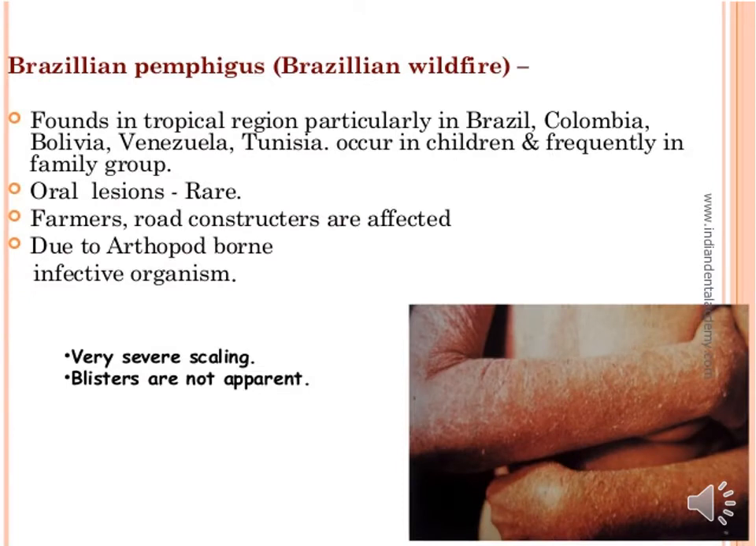Brazilian pemphigus, or Brazilian wildfire, is found in tropical regions, particularly in Brazil, Colombia, Bolivia, Venezuela, and Tunisia. It occurs in children and frequently in family groups. Oral lesions are rare. It is thought to be affected due to arthropods or infective organisms. Very severe scaling; blisters do not appear.